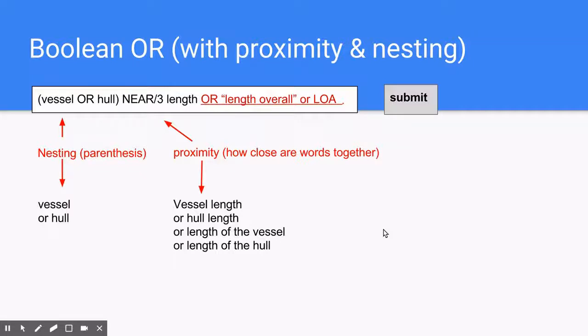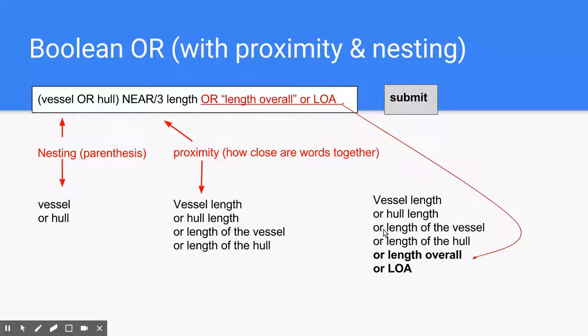Another concept we realized in looking through the literature, and this happens as you do full text research, is you get used to the vernacular, to the terms, to the terminology of the particular discipline, and you'll see these phrases over and over again. One of the things we did not know going in was that there's a term used in the industry called length overall, or sometimes abbreviated as LOA. So we want to get that concept in too. So we or that, and in addition to the previous results, we're also going to get anything mentioning length overall or LOA.